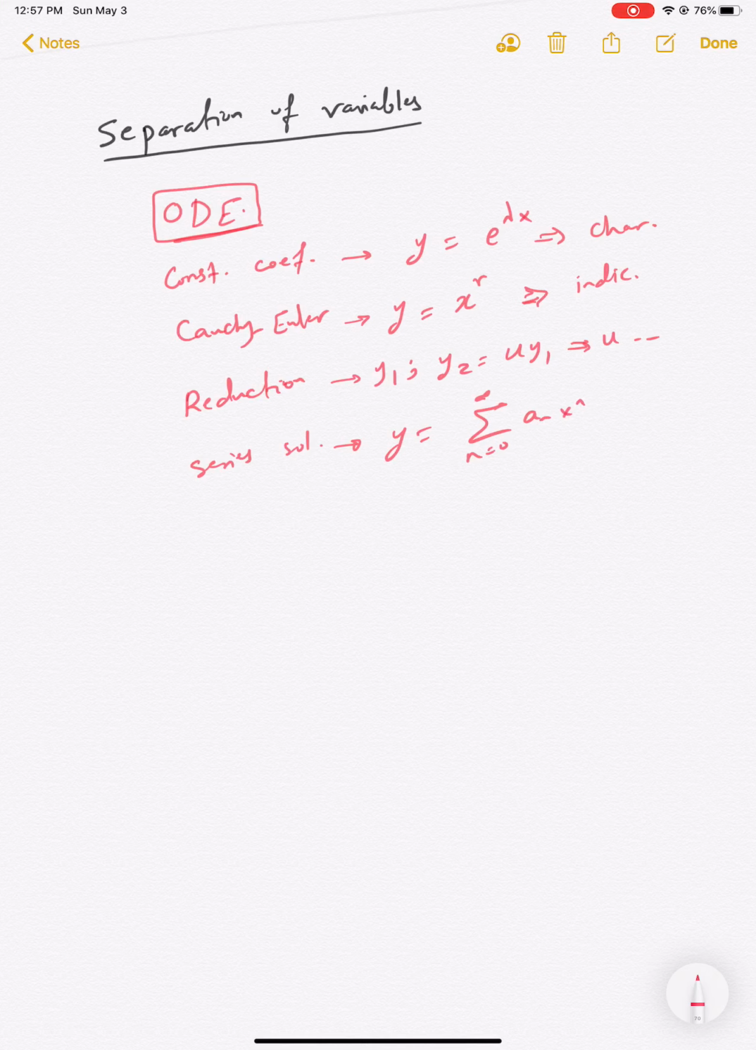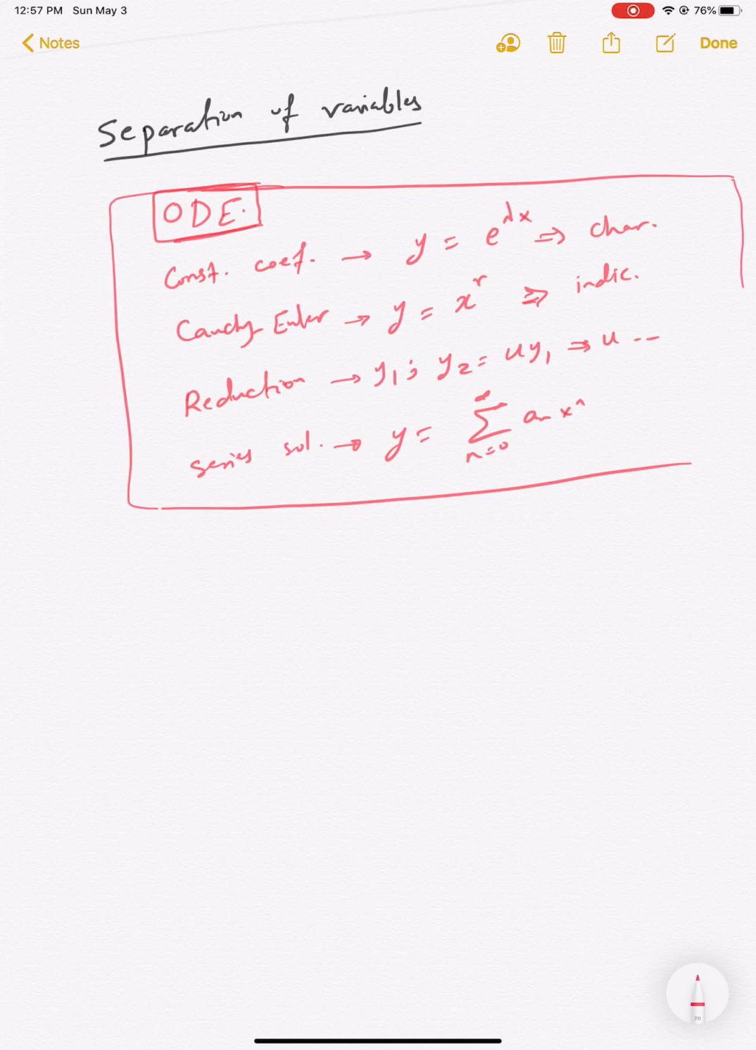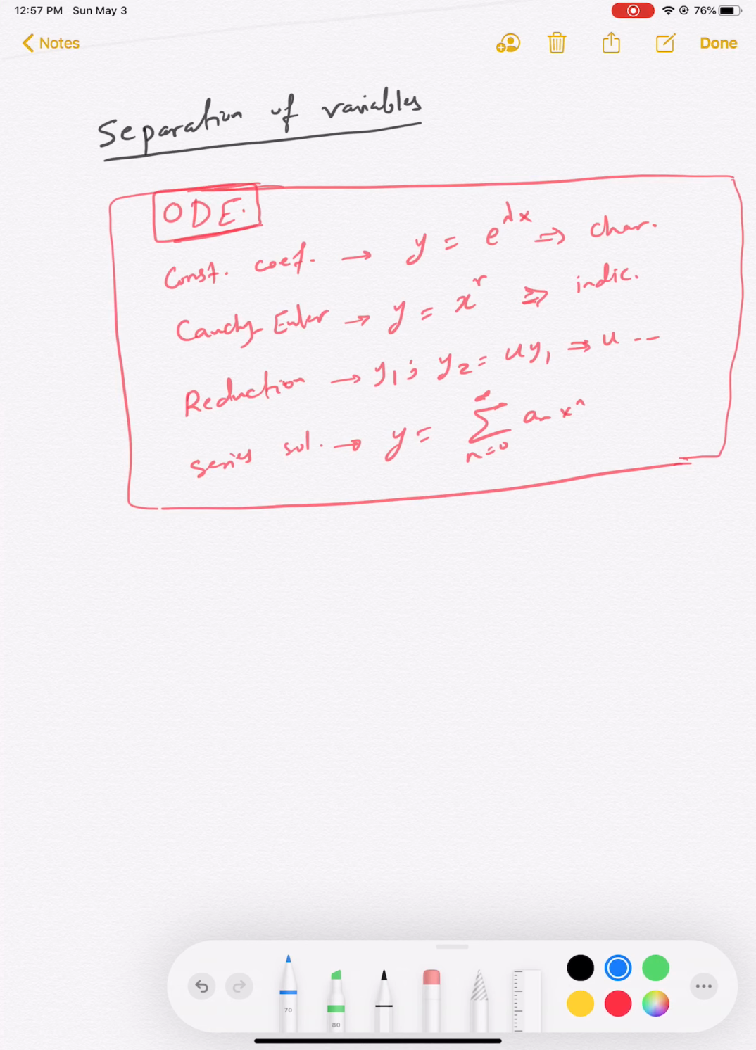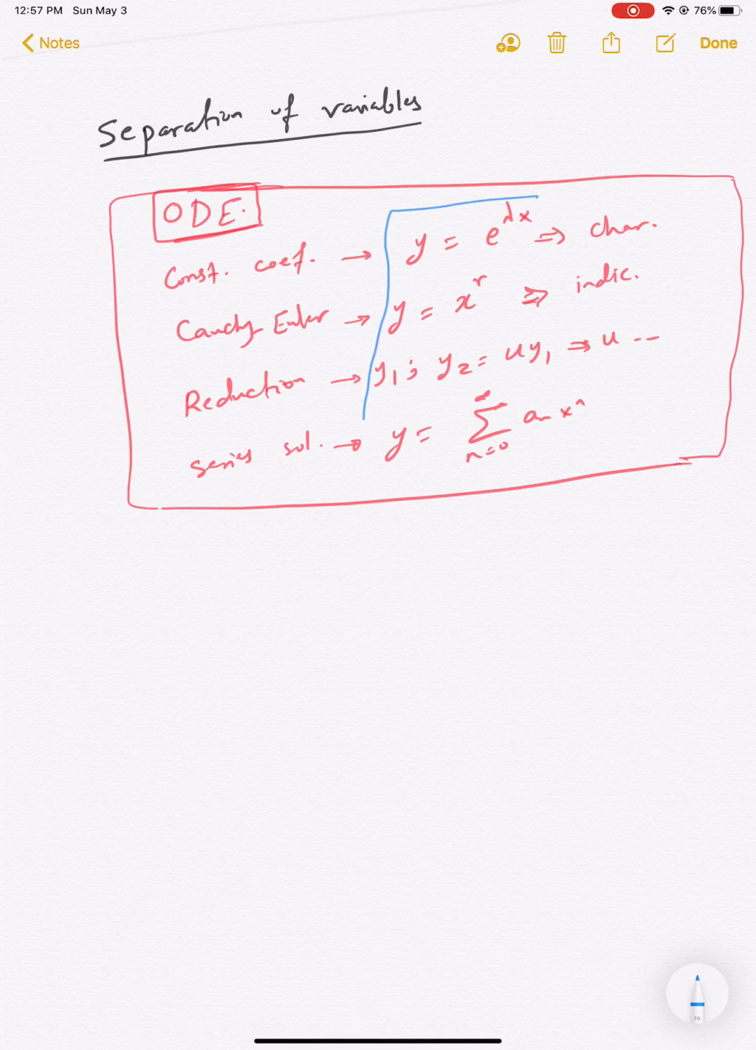So what's common among all of these is that you have a differential equation. You always start by assuming a certain form for the solution, right? In all of them, you start by saying, okay, let y equal this. But it could happen that this y does not work.